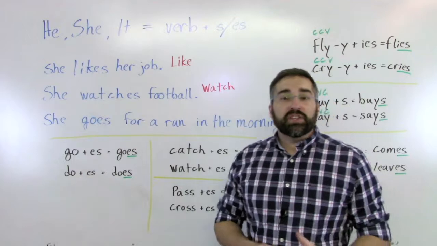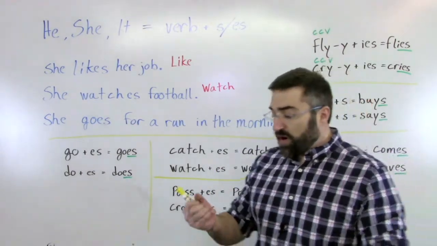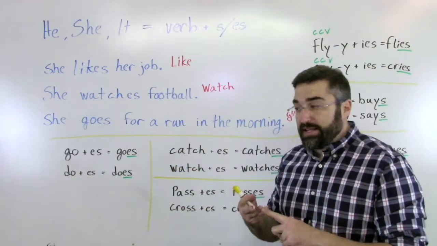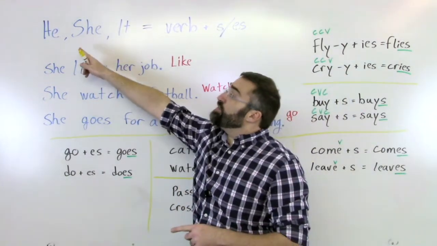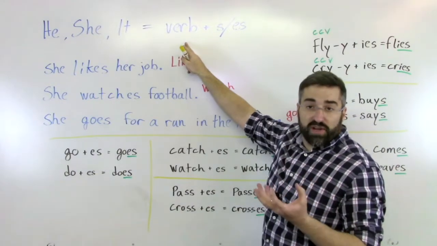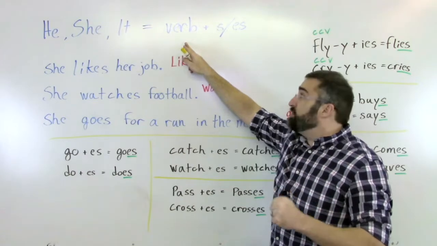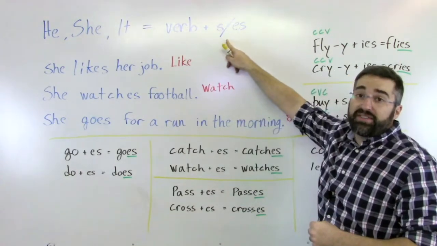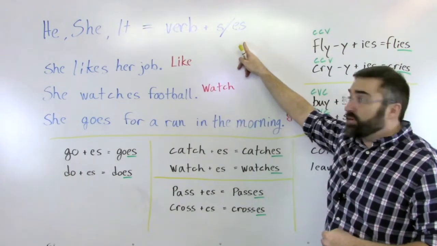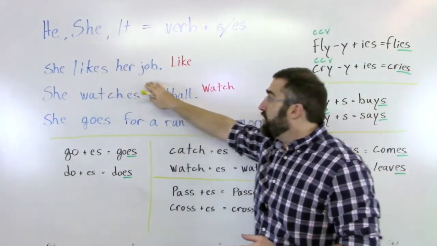Okay, so let's look at some verbs and how we change those verbs for he, she, and it. When we use he, she, and it, whatever verb we use in present simple, we add an S or an ES, okay? So the example we have here is: she likes her job.